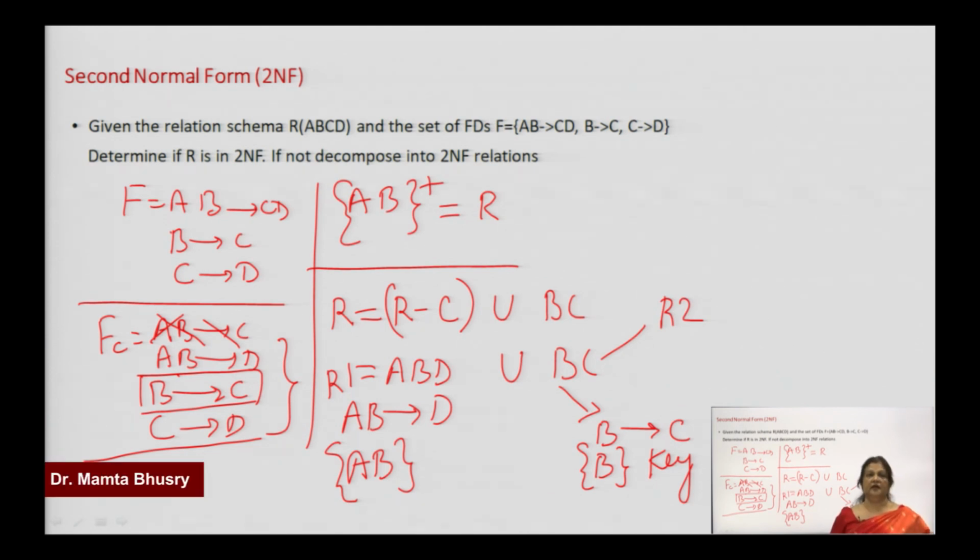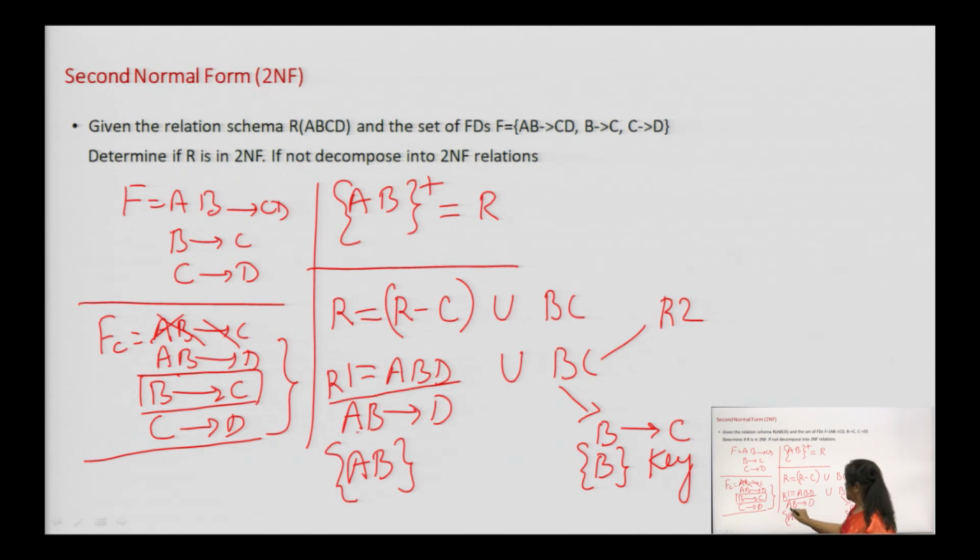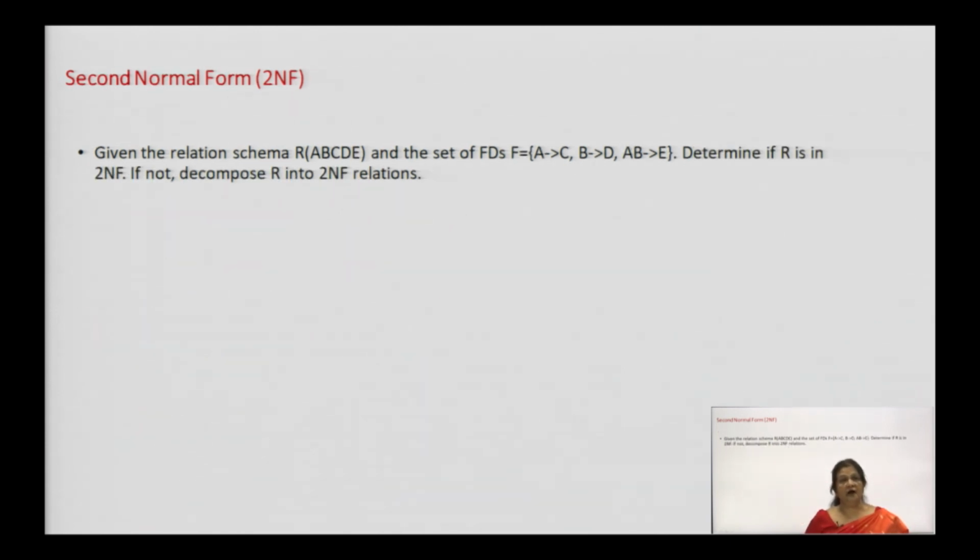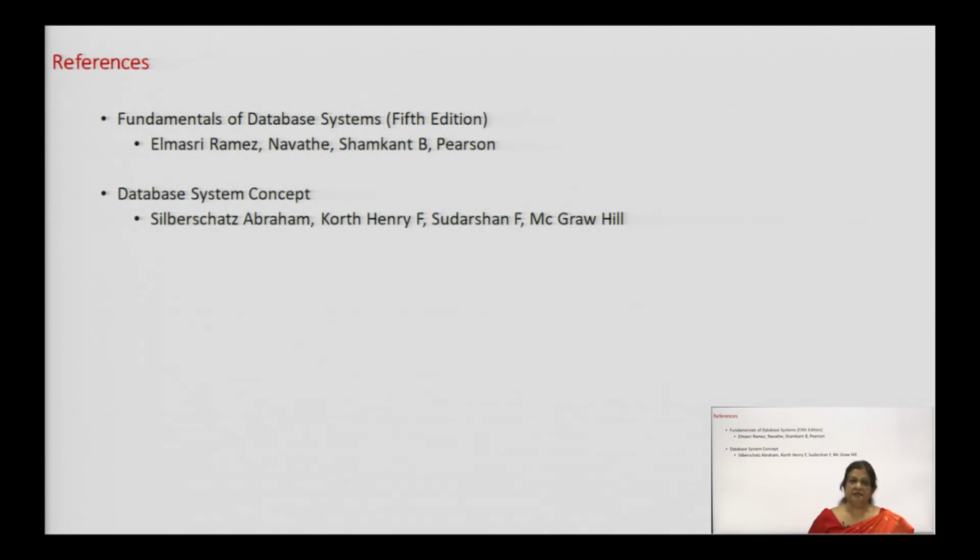So, we say that the 2NF decomposition of the given relation R is R1 A B D with the functional dependency A B to D and the key A B, and R2 B C with the functional dependency B to C and the key B. So, this is how we can decompose our relations into the second normal form based on the key and the functional dependencies and the partial functional dependencies.